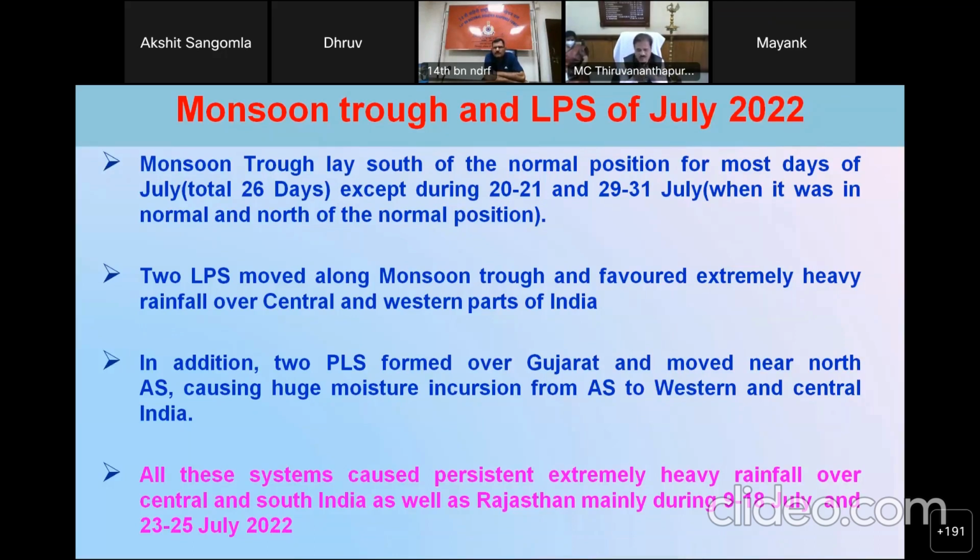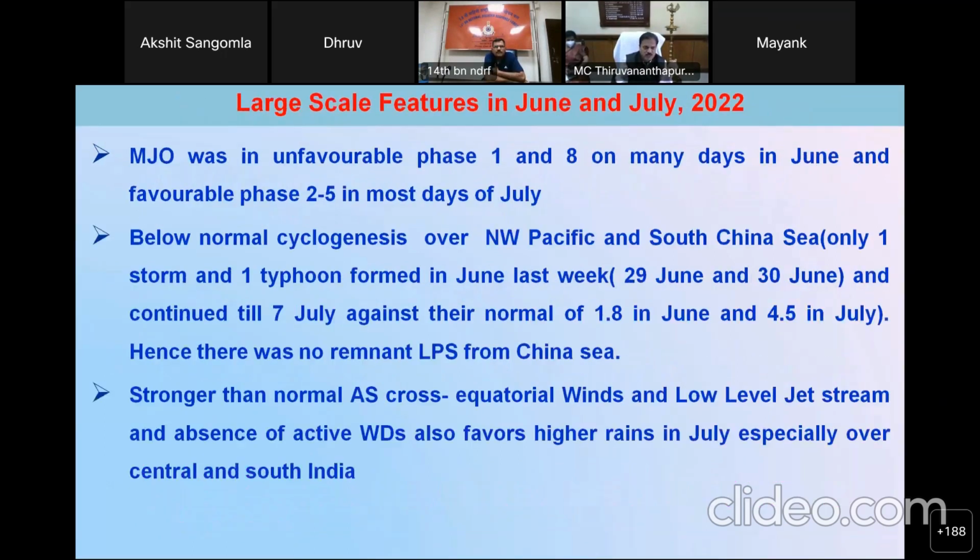And at the same time, the low pressure systems which developed over coastal Odisha and adjoining Bay of Bengal also moved along the monsoon trough across South India and adjoining Central India. And therefore, we got a high amount of rainfall over this region. So these are the two important parameters, monsoon trough and low pressure systems, which are responsible for this type of amount of rainfall.